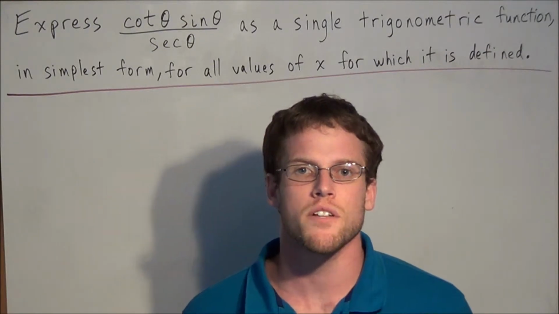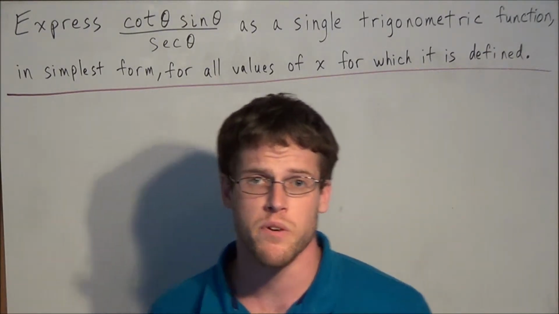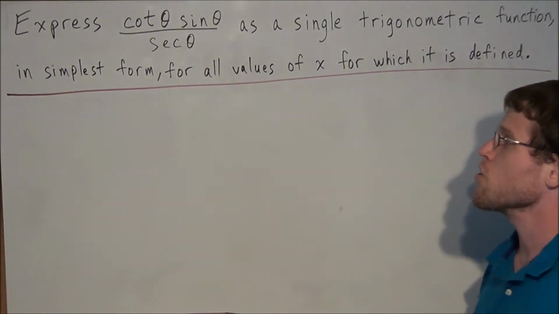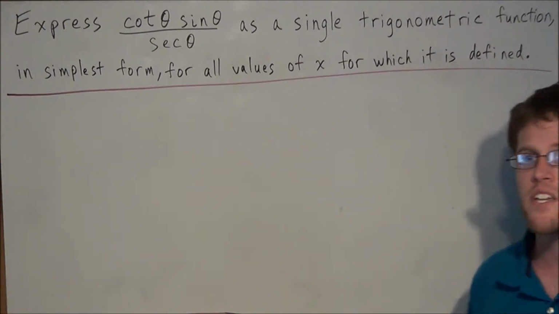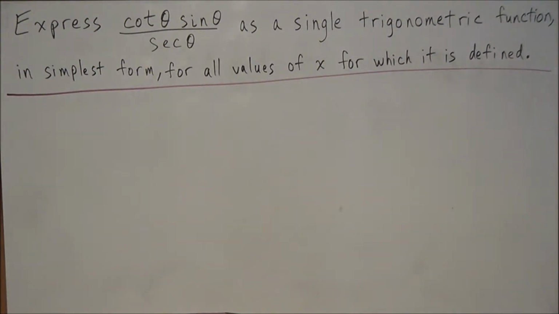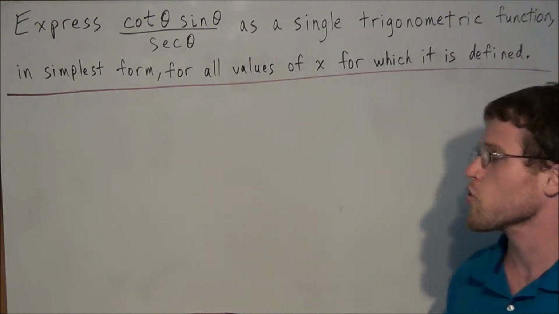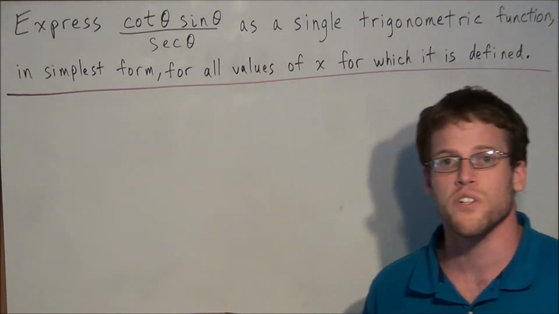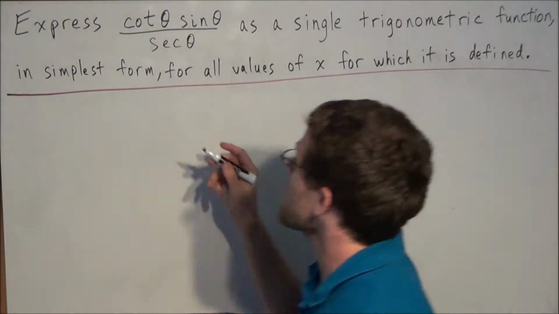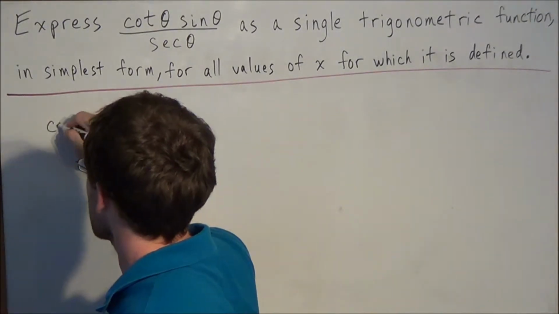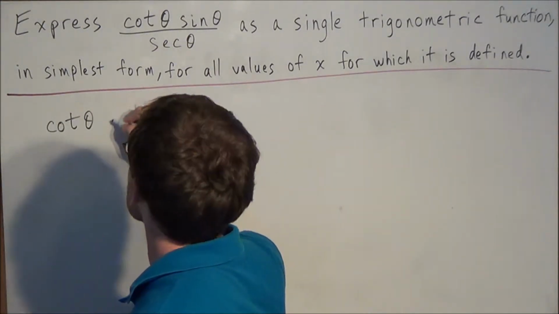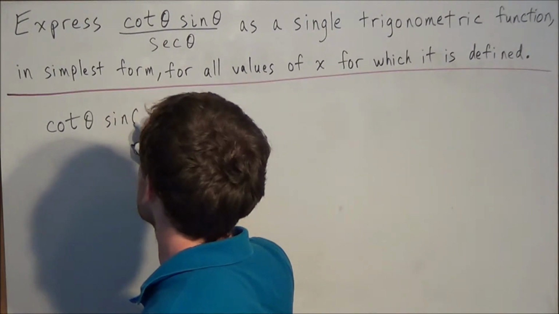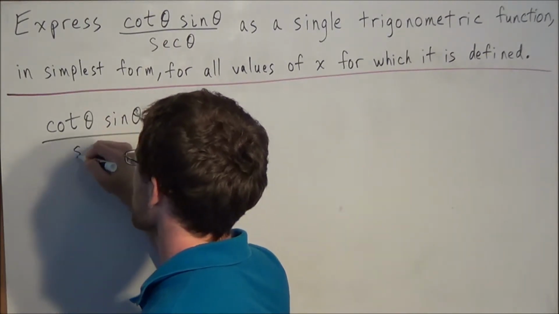Today I want to take a look at simplifying trig expressions. So we have: express cotan theta sine theta over secant theta as a single trigonometric function in simplest form for all values of x for which it is defined. So for this problem, we're starting out with cotan theta times sine theta over secant theta.